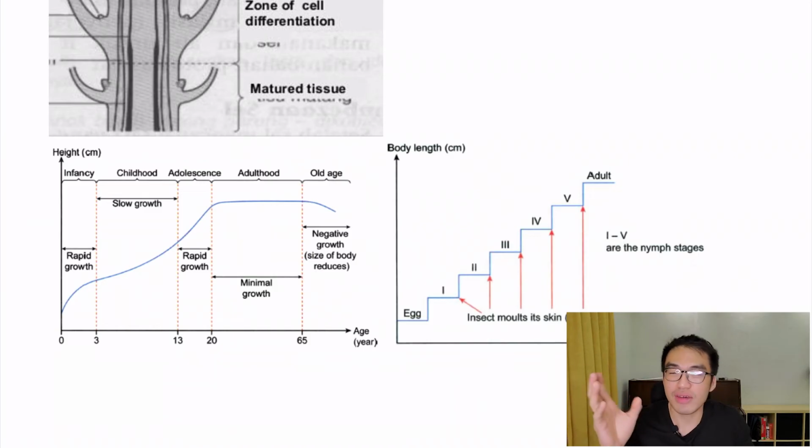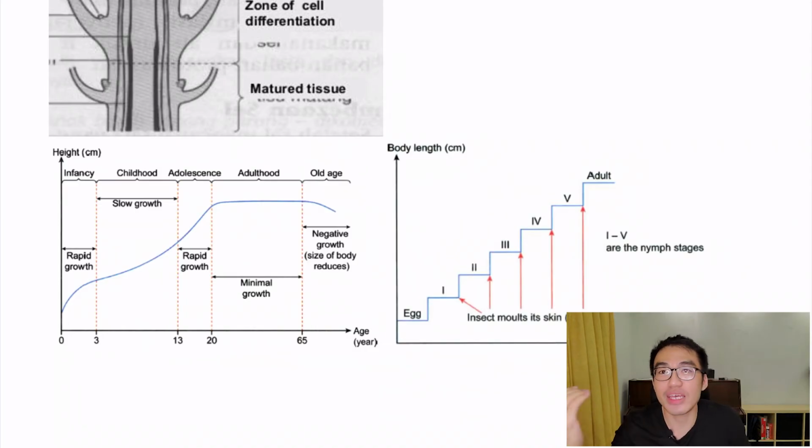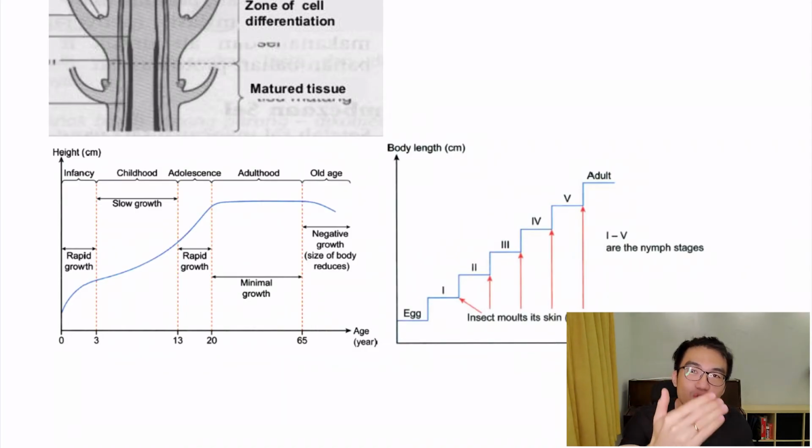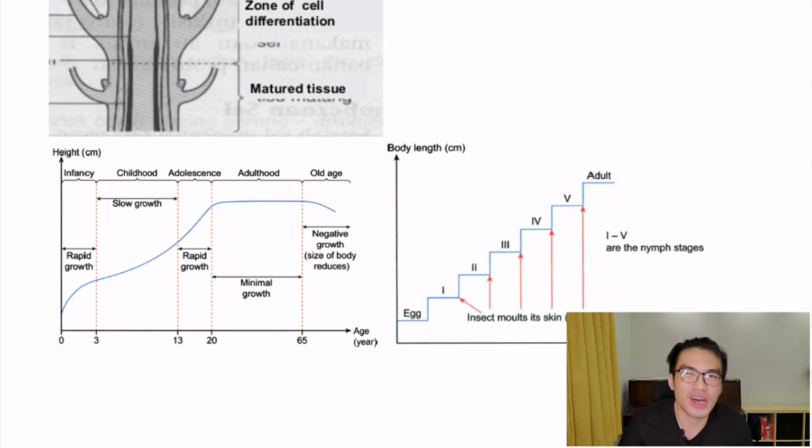This is why at around 12 they grow taller than males, and then males will catch up at around 13 to 14. Alright, so females will end their puberty faster, males will end it slower. Females will stop around 17, males will stop around 21. So in adulthood, there will be no growth here. In old age, you have negative growth because you drop a little bit in height because the cells start to die.